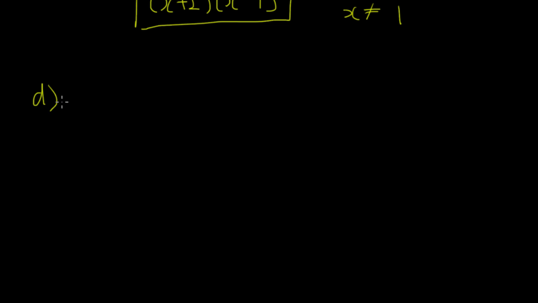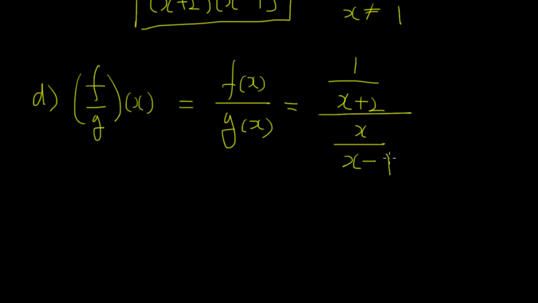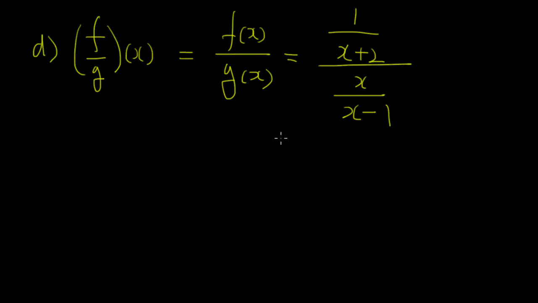D is the quotient, f over g of x. Now, this is the same thing as f of x over g of x. So what was f of x? It's 1 over x plus 2. Now what's g of x? x over x minus 1. All right. So, I mean, this is also not that bad.